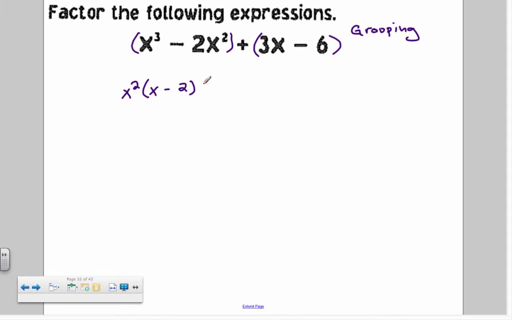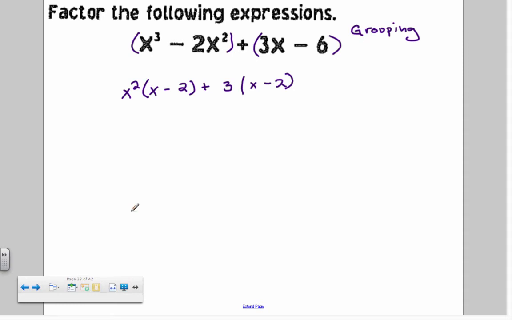Over here, I'm going to put the plus sign, and then I'm going to factor out something here. Well, I have 3 and negative 6, and I can factor out a positive 3 out of that one. And I'm left with x minus 2.